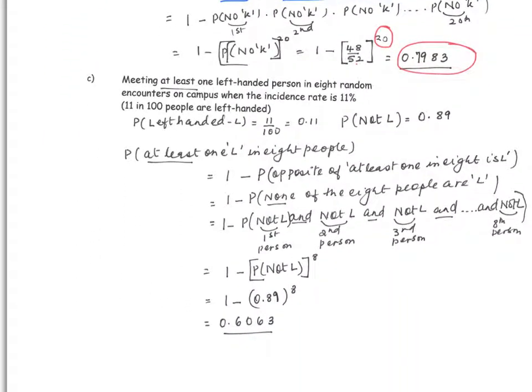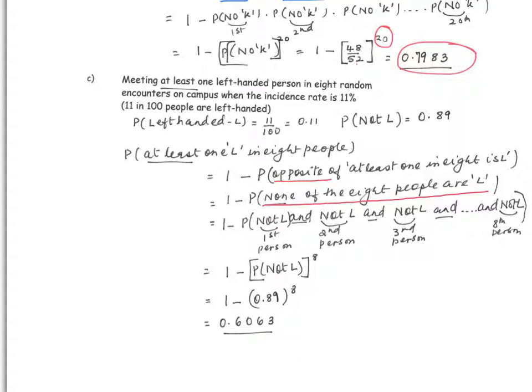Once you get the idea, the important thing is to be able to figure out the probability of the event with the word at least in it, and then using the at least rule, where you go 1 minus probability of the opposite event. So in the next question, we need to figure out the probability that there's at least one L in 8 people, one left-handed person in 8 people. That is equal to 1 minus probability of the opposite event, which is opposite of at least 1 in 8 is left-handed. So opposite of that event is none of the 8 people that we meet are left-handed.